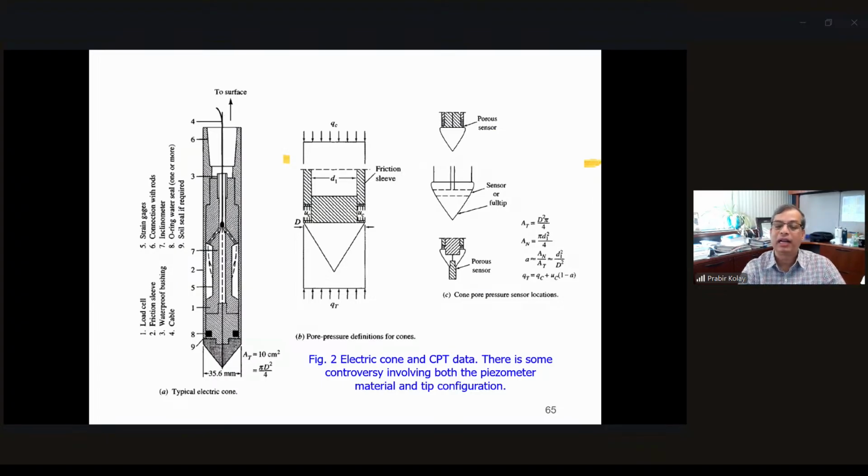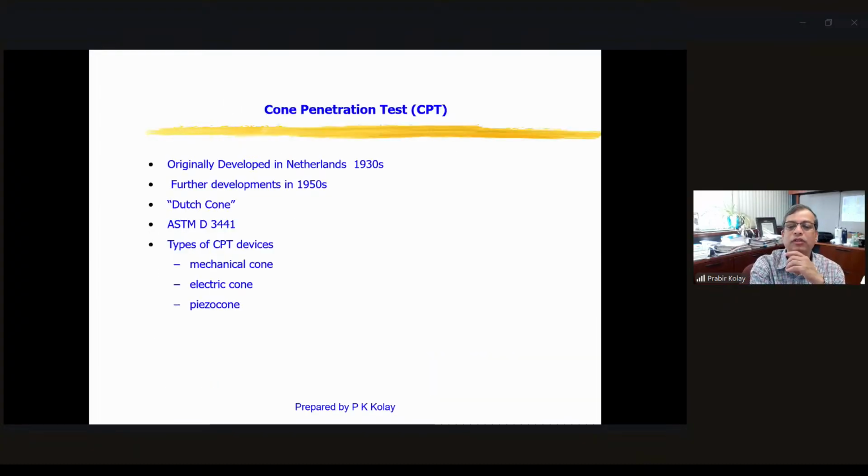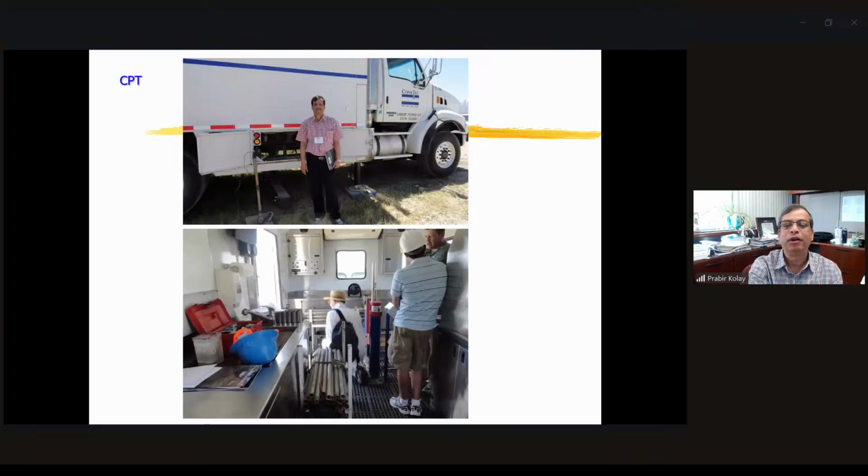Here is how it looks. There are electric cones and there are piezo cones, and there are different samples. These days people are even using it for seismic measurements, so that you can get the seismic shear modulus G from there. Again, as I mentioned, this was developed in the Netherlands and further developed. Basically it is a mechanical cone, and there are also electric cones and piezo cones. This is how it looks.